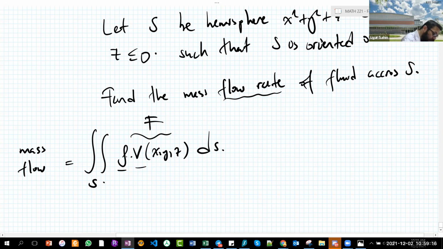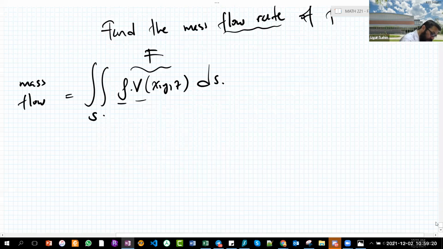All right, let's go ahead and calculate this mass flow. At the end of the day, you are going to see the value of this surface integral for calculating the fluid rate across any surface. So what I should do is use my parameterization for this problem. First of all, I need to give a parameterization for the sphere.